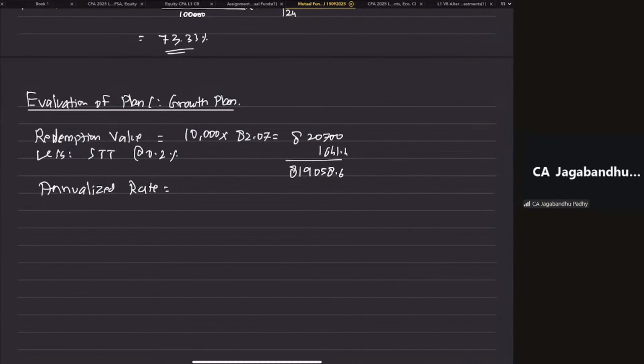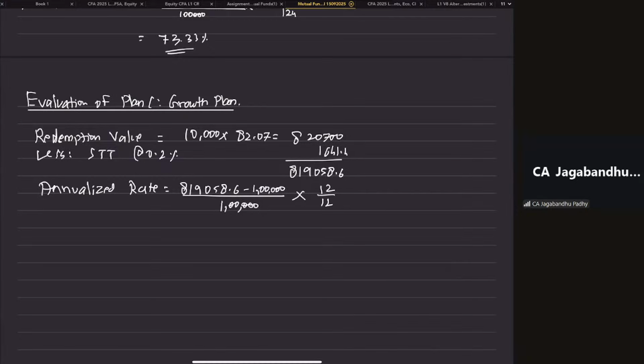And so the annualized rate is going to be 8,19,058.6 minus 1 lakh upon 1 lakh, into 12 by 124, into 100. How much is this return? 69.59%.